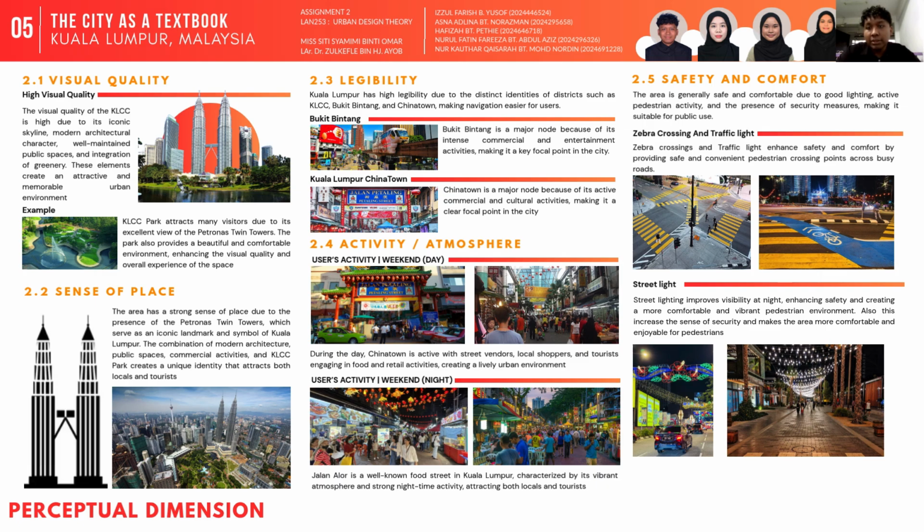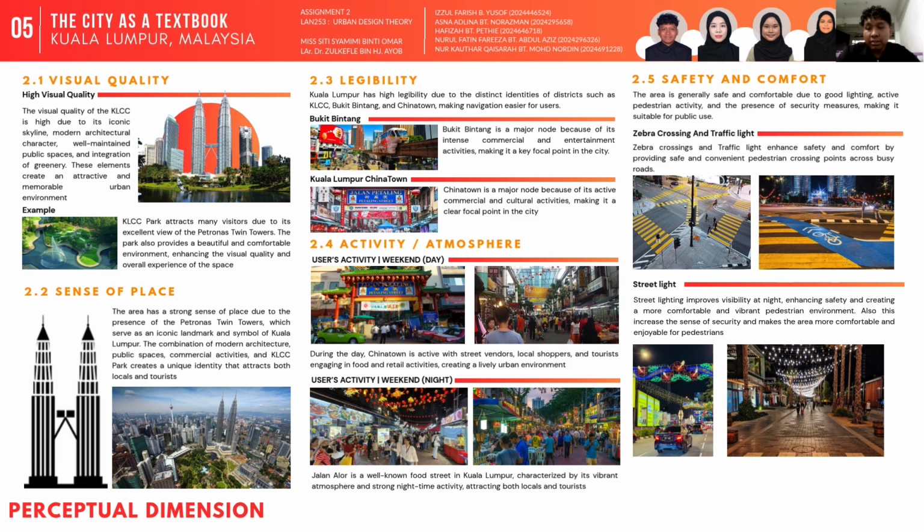First, let us look at the visual quality. Kuala Lumpur, especially the KLCC area, has a high visual quality because of its iconic skyline, modern architecture, and well-maintained public space. The Petronas Twin Towers serve as the main visual landmark of the city and create a strong urban image. In addition, KLCC adds greenery and open space, making the environment more attractive and enjoyable for visitors. These features contribute to a memorable visual experience and enhance the overall image of Kuala Lumpur.